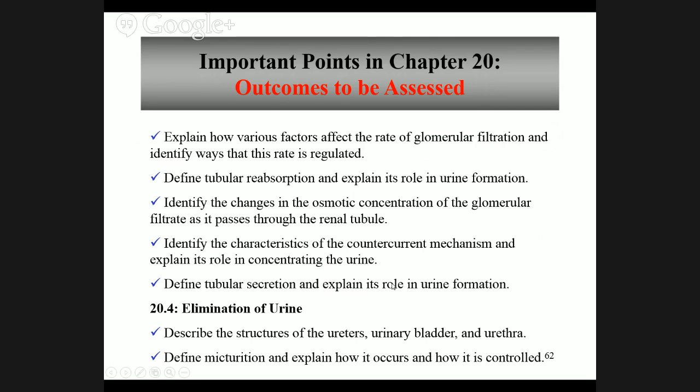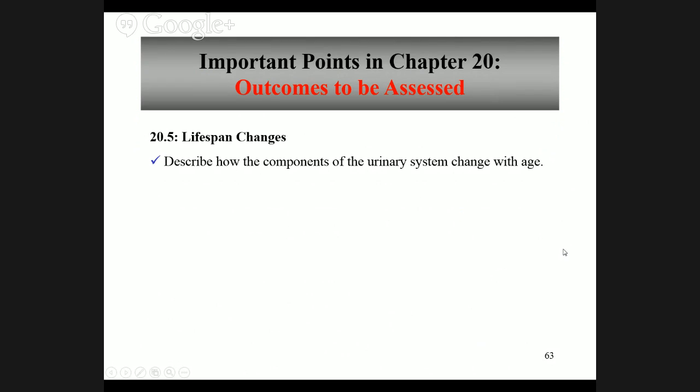And then there's elimination of the urine. Describe the structures and function of the ureters, urinary bladder, and urethra. Define micturition and explain how it occurs and how it is controlled. And describe how components of the urinary system change with age.